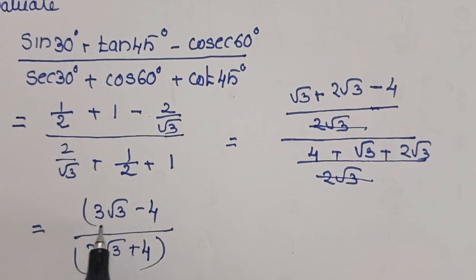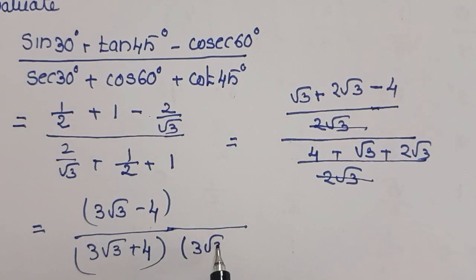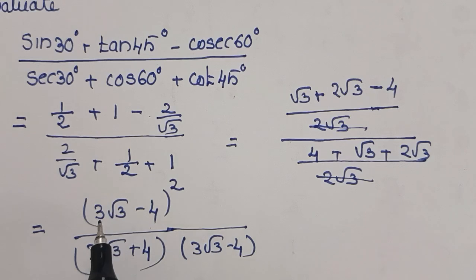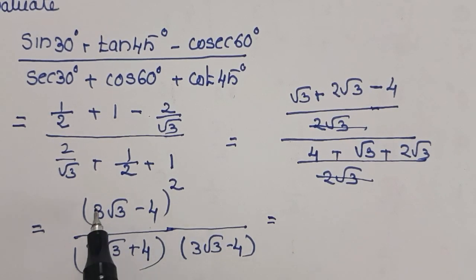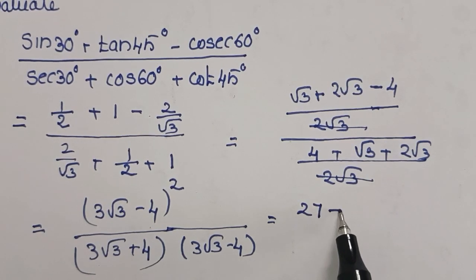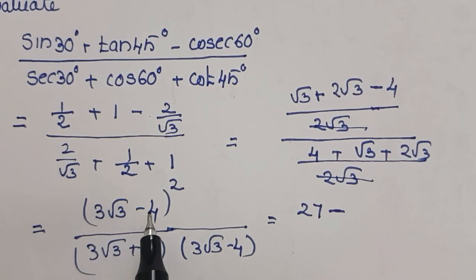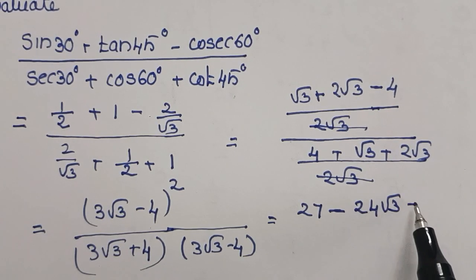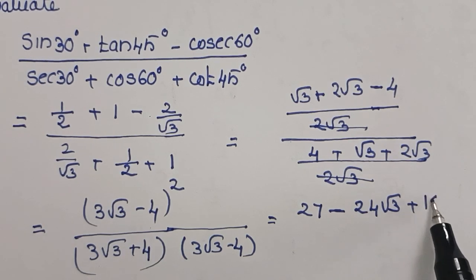Now we have to rationalize. That is multiplying both numerator and denominator by 3 root 3 minus 4. Here it is 3 root 3 minus 4, numerator also into 3 root 3 minus 4. So we can write (3 root 3 minus 4) the whole square. Now it is of the form (a minus b) the whole square. A square is (3 root 3) the whole square. 3 square 9, root 3 square 3, 9 into 3 equal to 27. Minus 2ab. 2 into 3 is 6, 6 4s are 24. 24 into root 3, 24 root 3. Plus b square equal to 4 square, that is equal to 16.